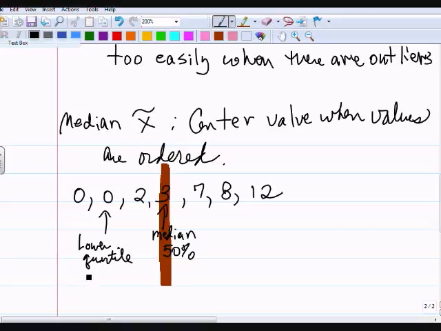Sometimes it's called LQ or sometimes called Q1. I can't remember which one is in your calculator right now. I think that Q1 is what the calculator says. Q1 or LQ.